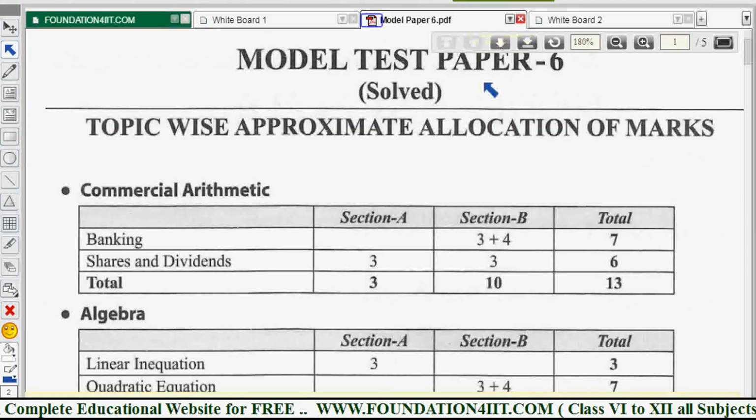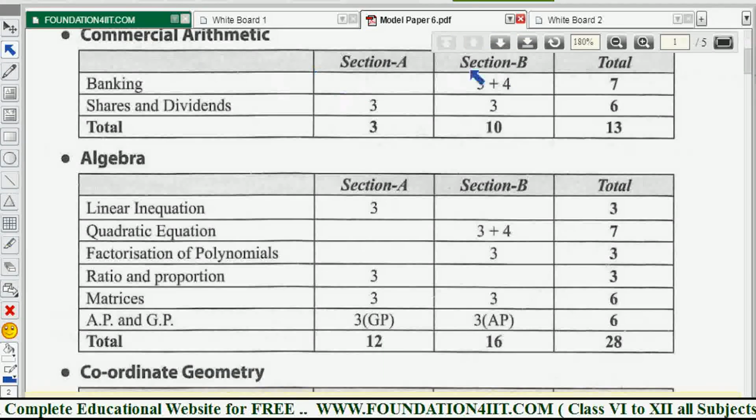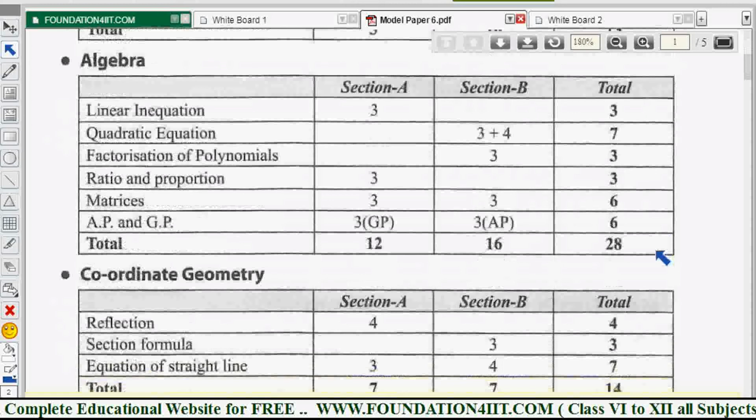Let us see these paper's problems now. In commercial arithmetic and banking, there are two questions from Section B. Total is 13, and from algebra is 28 marks. So it's 11 questions, right? 11 into 10 marks for each, so 110 out of 110 marks.